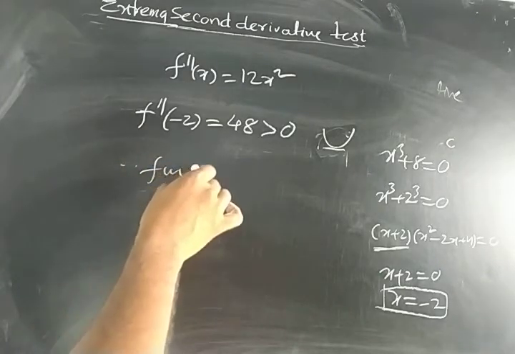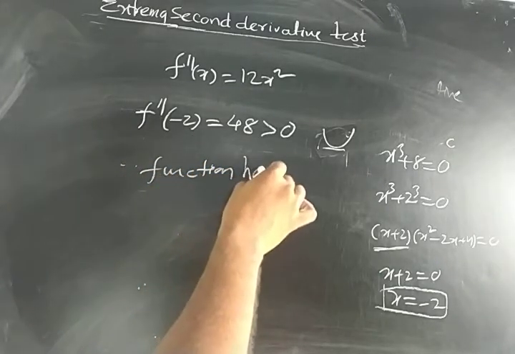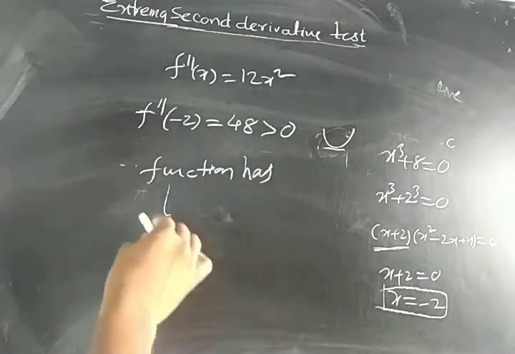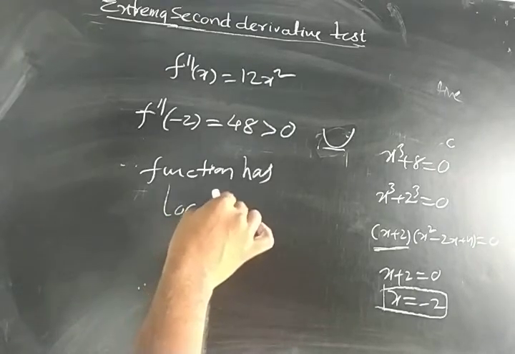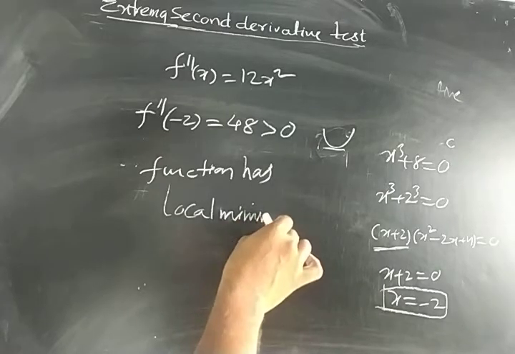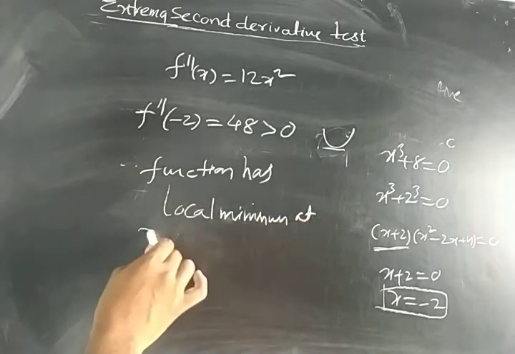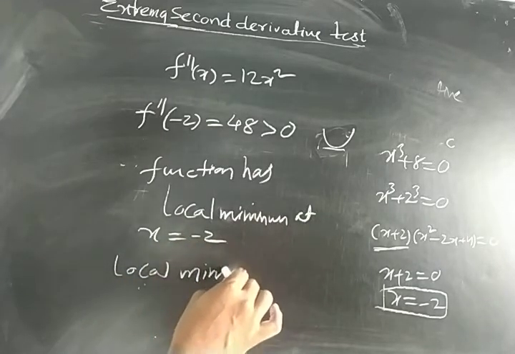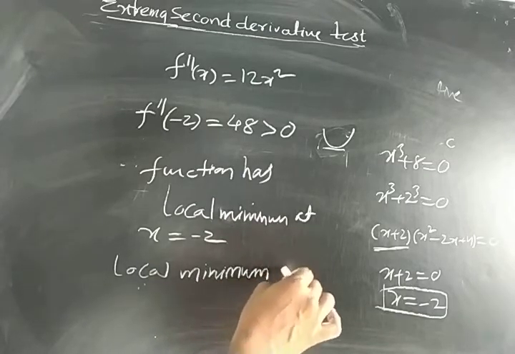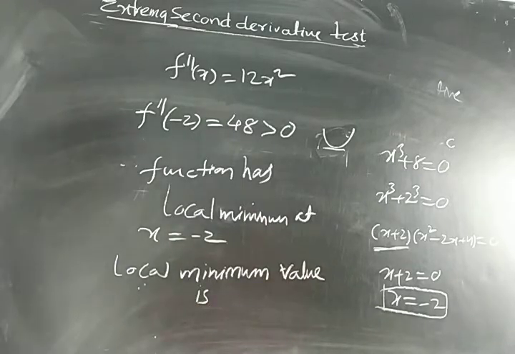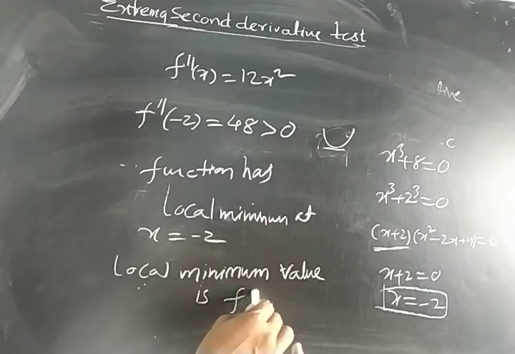Therefore the function has a local minimum. I already said, if it is greater than 0, minimum value; if it is less than 0, maximum value. The function has a local minimum or relative minimum at x equal to minus 2. The local minimum value is f of minus 2.